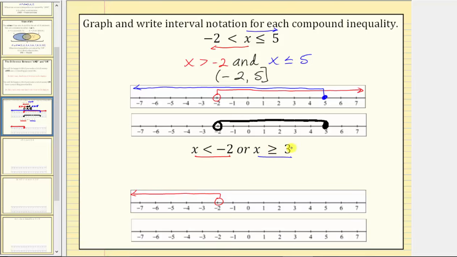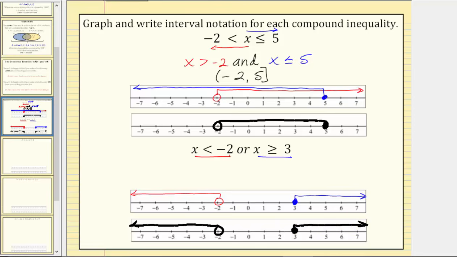X greater than or equal to 3. 3 is in the interval. Closed point on 3, arrow to the right. Now we're looking for the union of these two intervals, which means we combine these two intervals to determine the solution, which means this is the graph of the solution. But let's go ahead and graph it in black. The final graph has an open point on -2, arrow to the left, and a closed point on 3 with an arrow to the right.